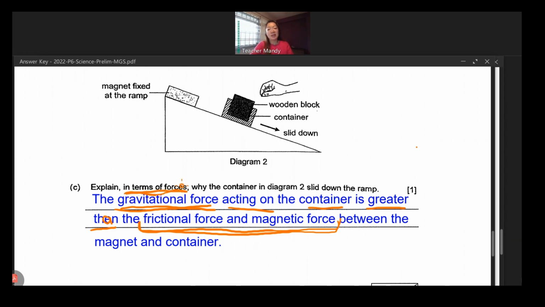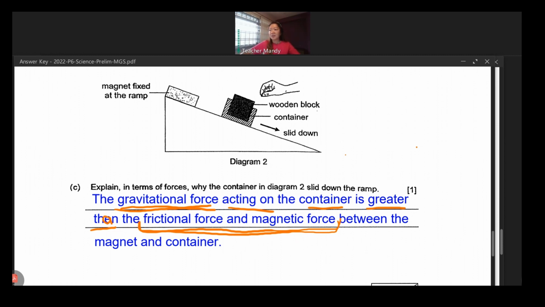So your next question is, what if they don't have this? What if they just say explain why the container in diagram 2 slid down the ramp? Yes, then you can tell me the weight of the wooden block overcame the magnetic force between the magnet and the container. However, when I want you to explain in terms of forces, you must have the terms, the type of forces involved, like the gravitational force in this situation, and frictional force and magnetic force. Always remember that. It's a must.